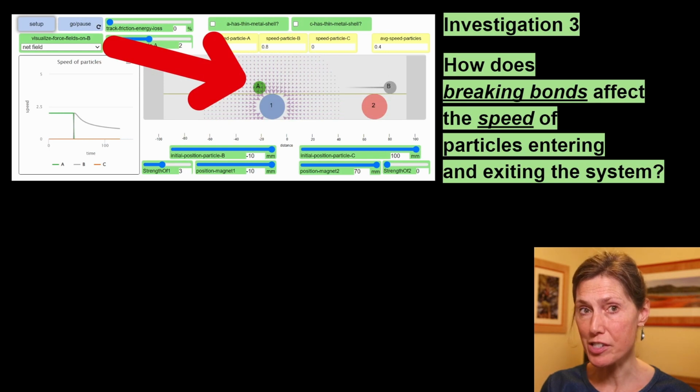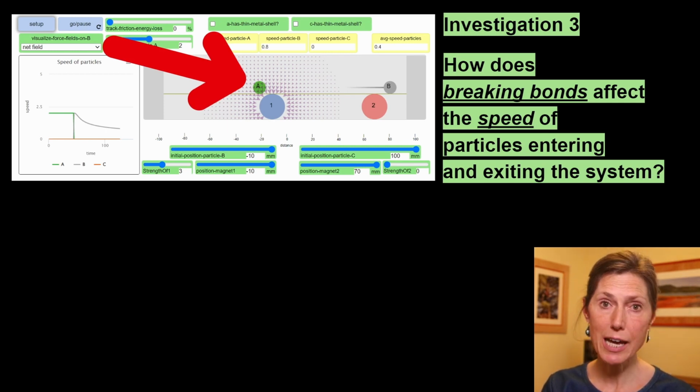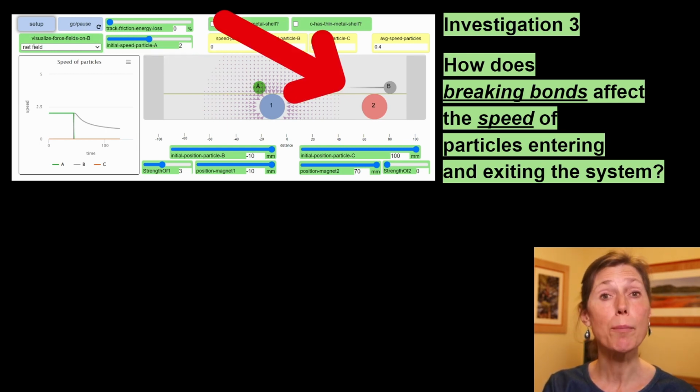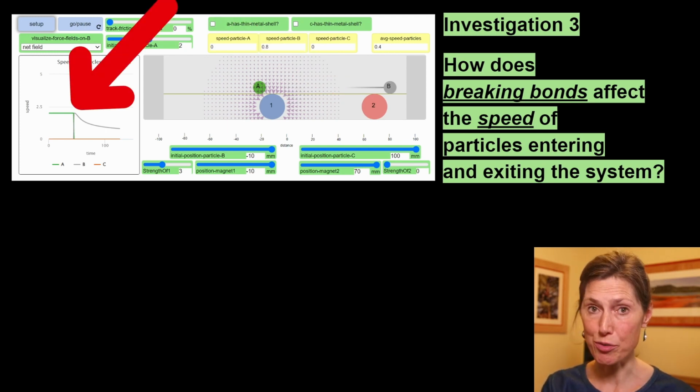The third and last investigation that I'm summarizing still of lesson 9 deals with the following question. How does breaking bonds affect the speed of particles entering and exiting the system? As particle A is entering the system, this is a non-metallic particle, if it enters the system with enough kinetic energy, with enough speed, it will be able to break the bond that held particle B, a metallic particle, to the first magnet. And as a result of breaking that bond, metallic particle B actually leaves this system, thanks to a complete transfer of speed from particle A to particle B.